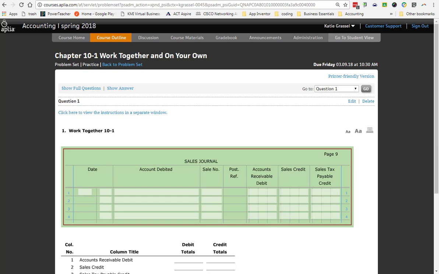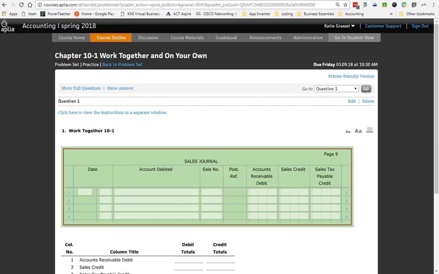Then you will notice right here it doesn't say source document, it says sales number, because all of the items that go within this journal are going to be a sales invoice, and then they will just put the number in there. We have a whole column for post reference, which we will do in a different chapter, and then we have 3 number columns.